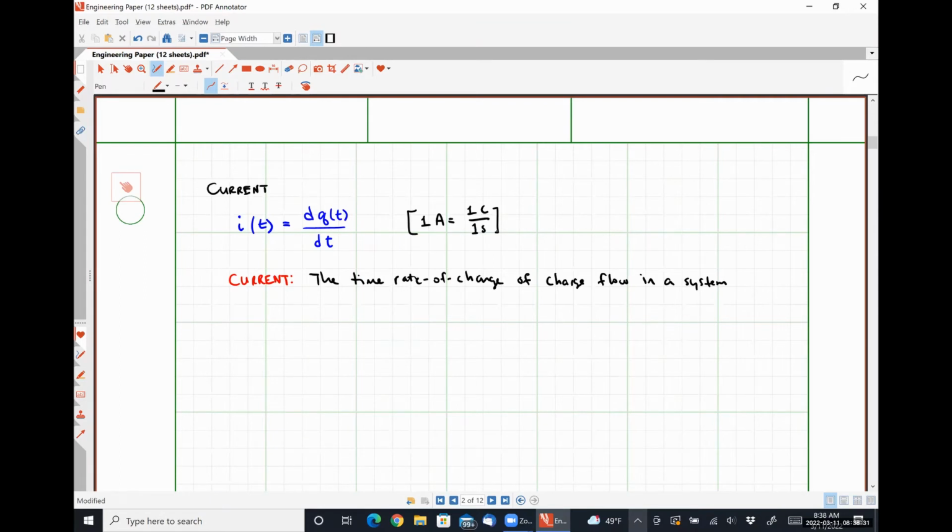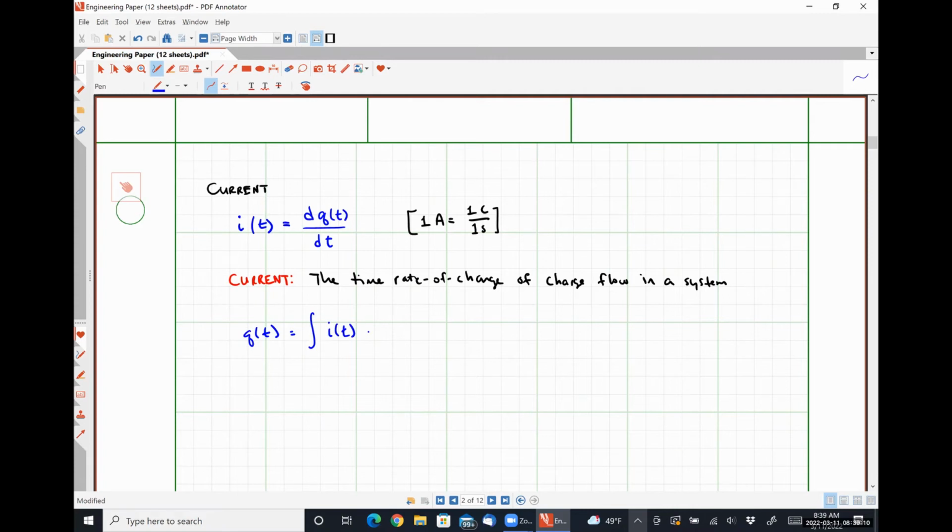So what I'm going to do now is rearrange that expression for current. The equation I is equal to dq by dt tells us what the current is depending on the behavior of the charge. Well, sometimes we'll need the inverse of that relationship. We'll need to know the charge depending on what the current is doing. And that inverse relationship is Q is equal to the integral of I.